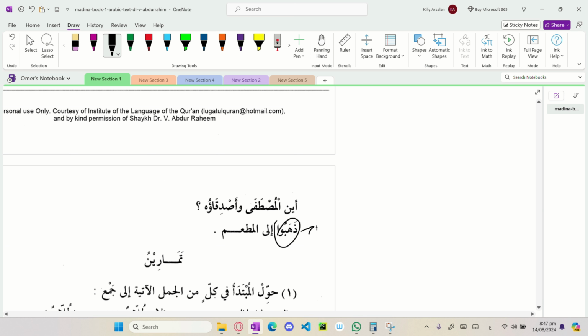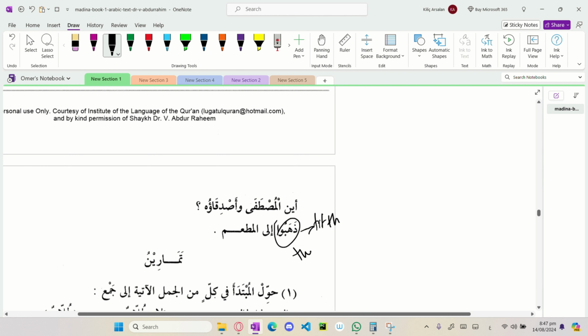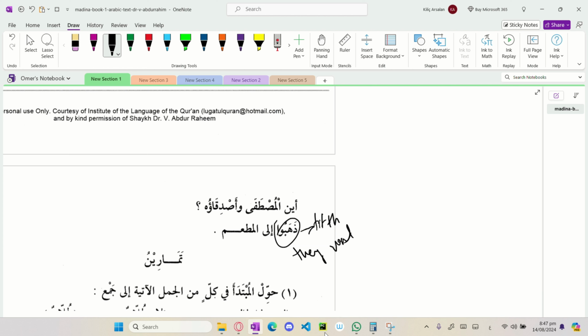ذهبوا, نعم, this is the fifth صيغة, the fifth conjugated type we have learned for the past tense, and that is ذهبوا, which means they went. You can use this for any word. جلسوا is they sat, خرجوا is they left, they got out. And by the way, the alif at the end is not pronounced.